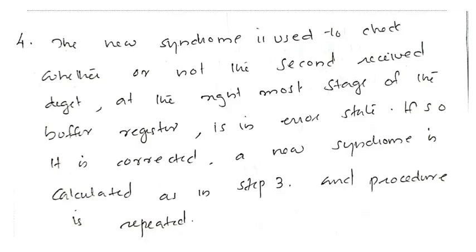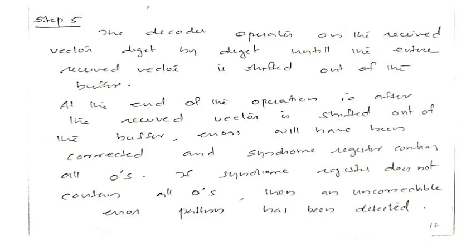Having found the new syndrome, it is used to check whether or not the second received digit at the rightmost stage of the buffer register is in error. If so, it is corrected. Then again a new syndrome is calculated as in step 3 and the procedure is repeated for all the received digits. So the decoder operates on the received vector digit by digit until the entire received vector is shifted out of the buffer. This way error detection and error correction is possible using this Meggitt decoder.